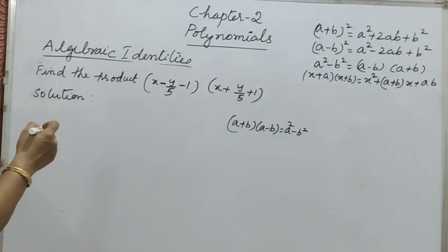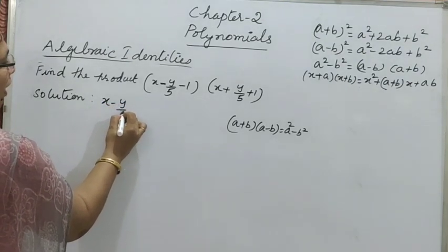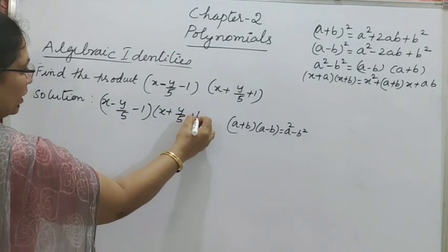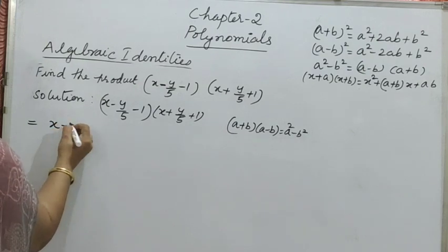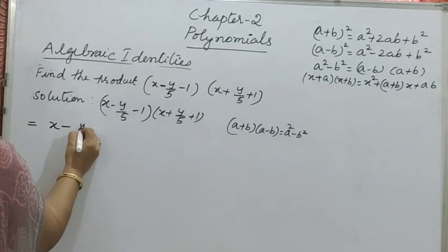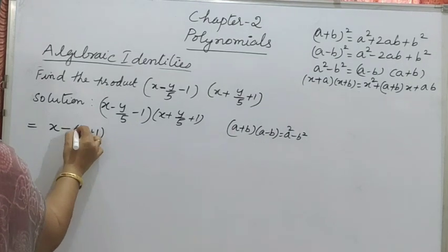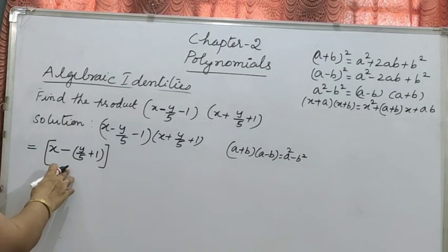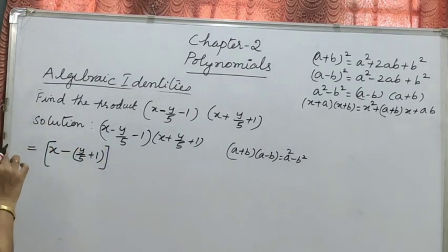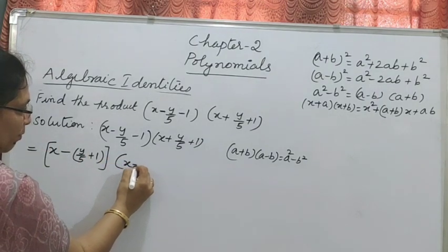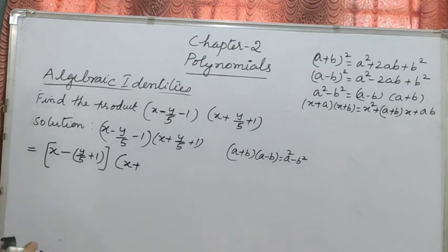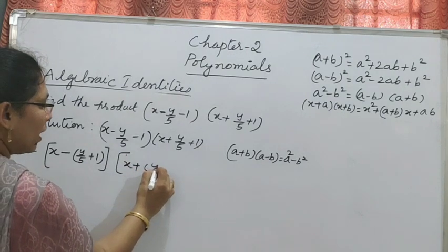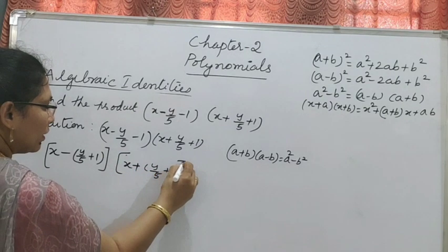So what should we do for such a question? The question I'll write first: x minus y by 5 minus 1, x plus y by 5 plus 1, right? So from x minus, I am taking minus common from these two, then y by 5 plus 1, right? I think you understood this one. I have taken minus common, so x minus (y by 5 plus 1). Again in the second bracket there is a plus common, so x plus (y by 5 plus 1), right?